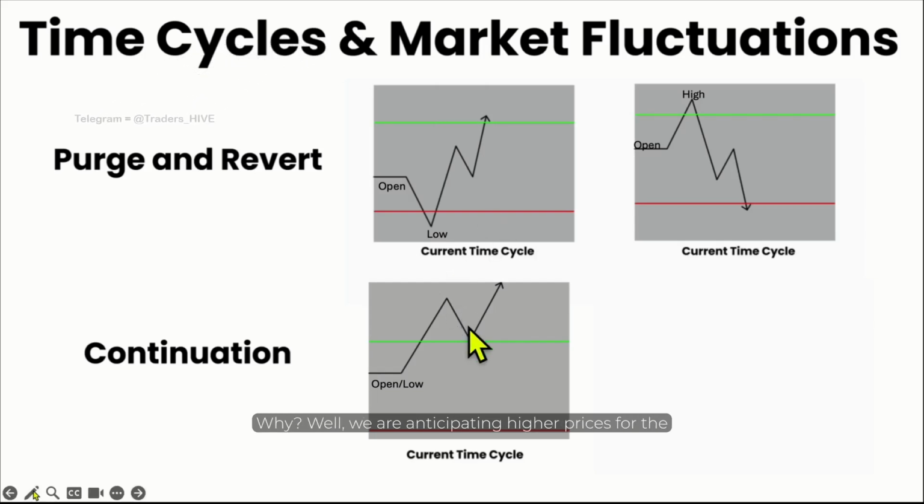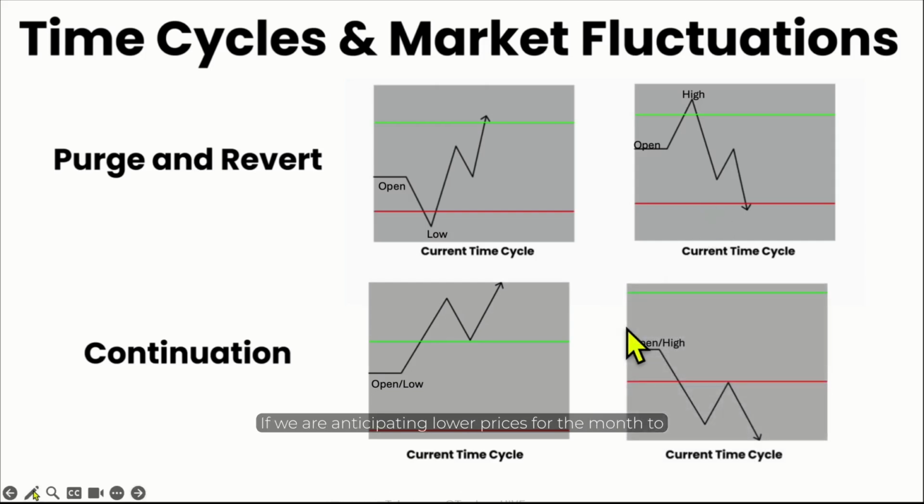Well, we're anticipating higher prices for the upcoming month, and we're anticipating therefore that the previous month's high is not going to get taken out for a reversal to take place, but instead going to get traded above in order for it to be utilized as a support area, so to say, for the market to continue higher.